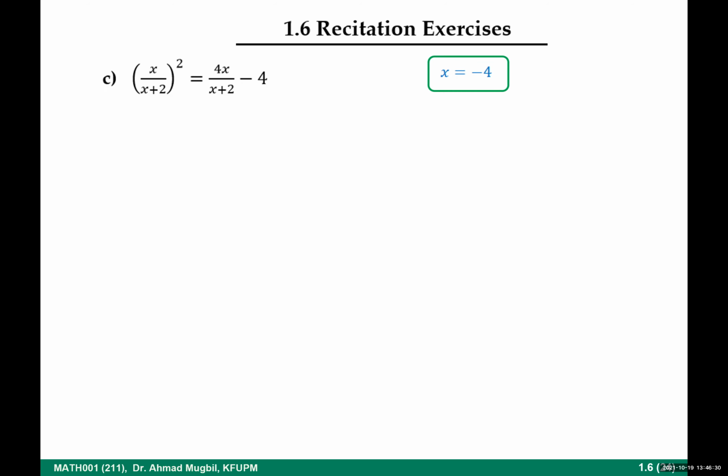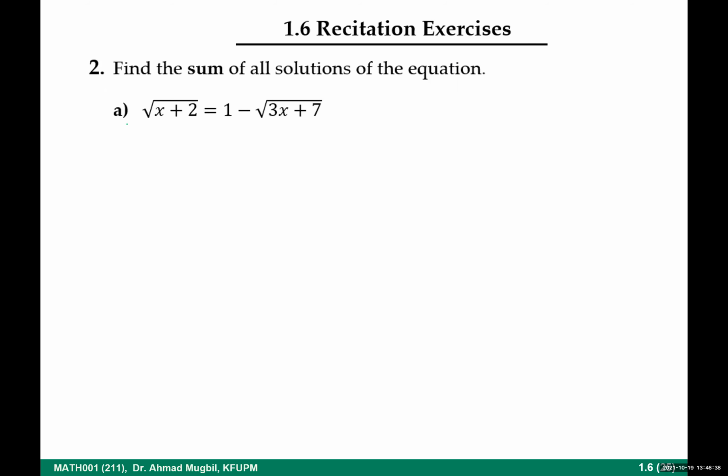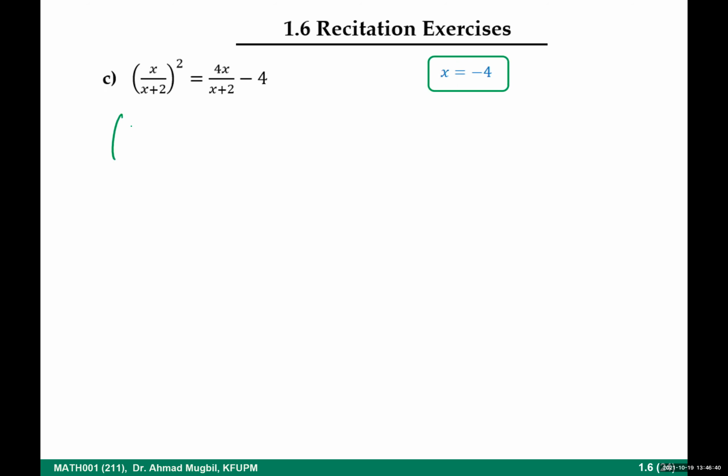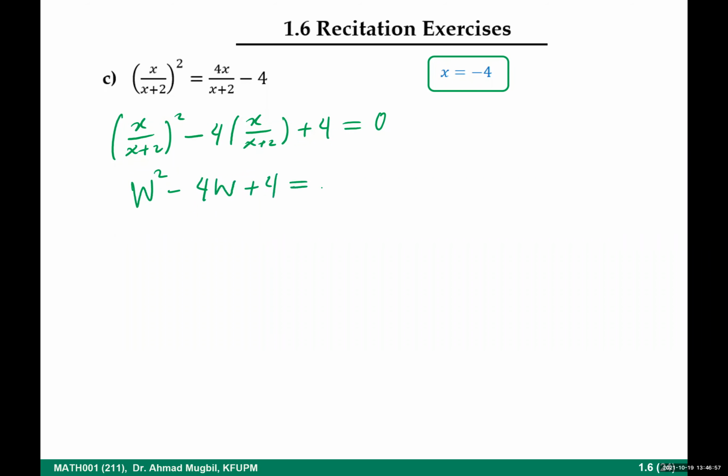Okay, how to obtain this solution? You can do it in two different ways. The first way is to use your quadratic sense. So what do we have here? We have x over x plus 2, all to the power 2, minus 4x over x plus 2, plus 4 equals 0, which will be w squared minus 4w plus 4 equals 0. And this is a perfect square: w minus 2 all squared equals 0.